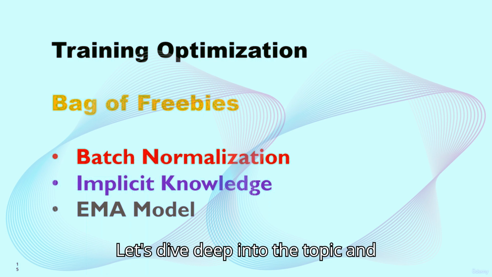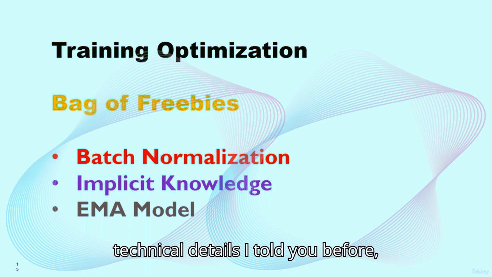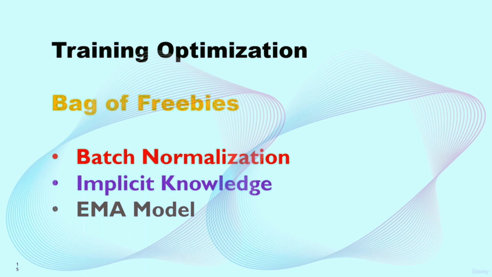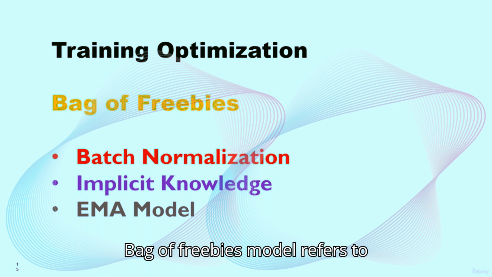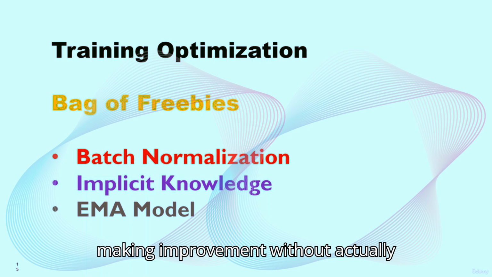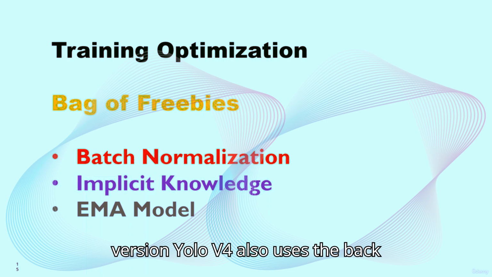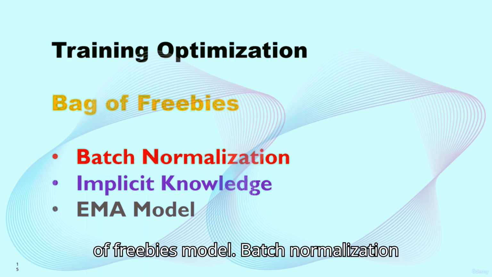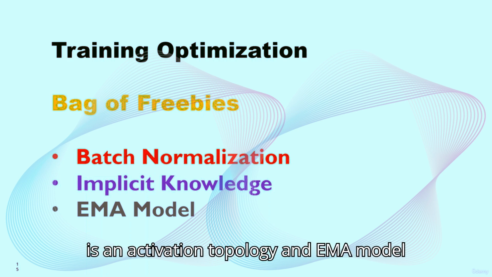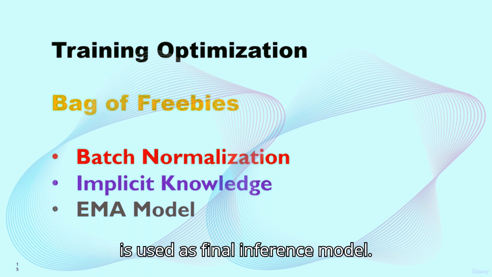Let's dive deep into the topic and the technical details I told you about before. Bag of freebies refers to increasing model accuracy by making improvements without actually increasing the training cost. The older version, YOLO v4, also uses the bag of freebies model. Batch normalization is an activation topology and EMA model is used as the final inference model.